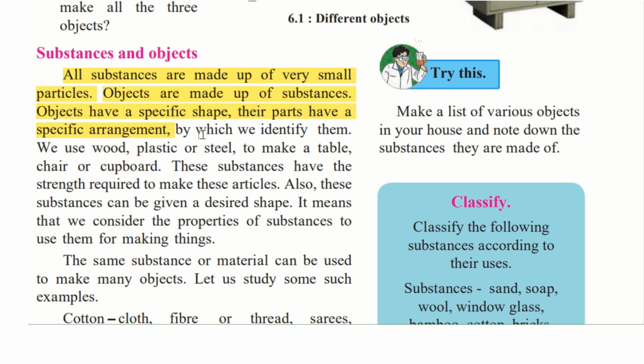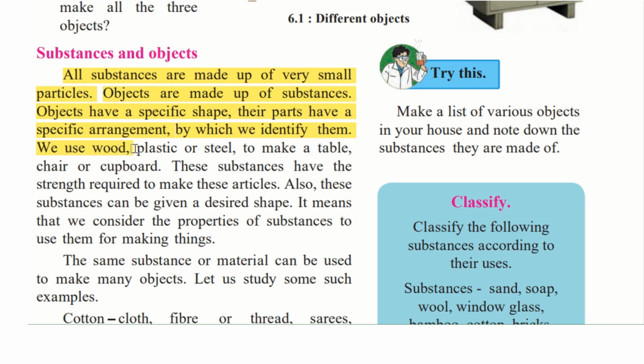The parts of the table are arranged in a particular manner so that we can keep things on it. And so also the parts of the cupboard are made and attached in a particular manner so that we can use it to store things. By this we identify them. By the purpose they serve, we can identify them, and we have given them names accordingly.